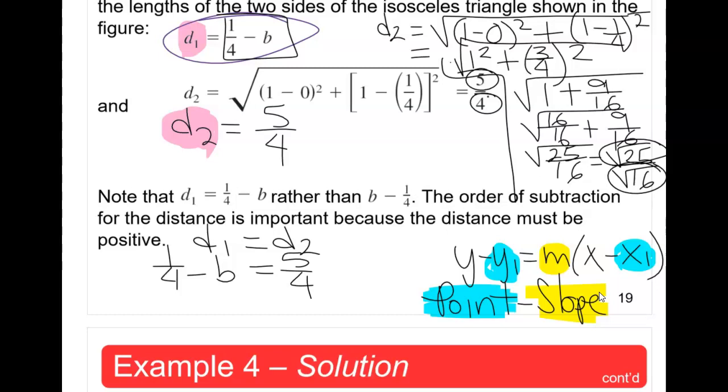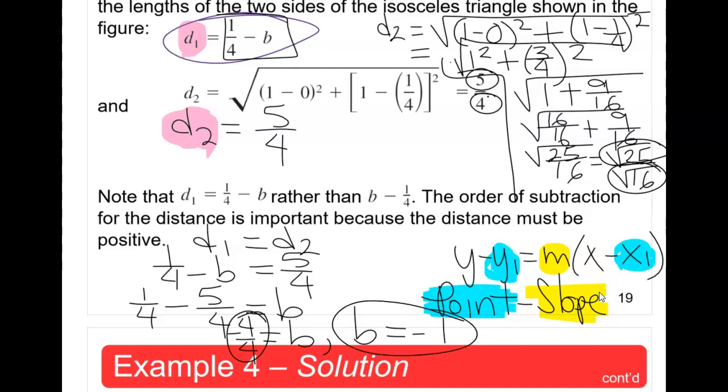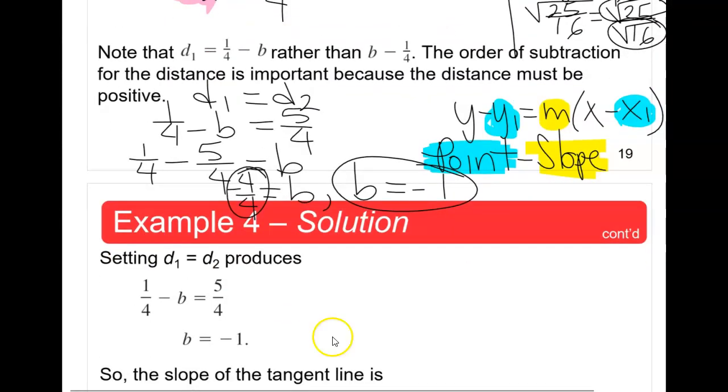So to solve for b, let's leave the 1/4 there. We take the positive 5/4 to the left, so now it's negative. And then we take negative b to the right, so it's positive. And so b is going to be 1/4 minus 5/4, which is negative 4/4. So b is equal to negative 1. I actually forgot what we were doing. Oh, it's right here. So b equals negative 1.